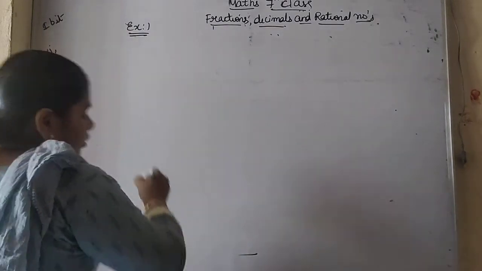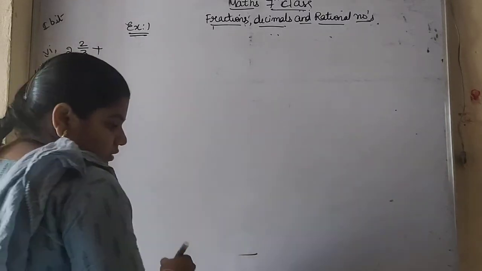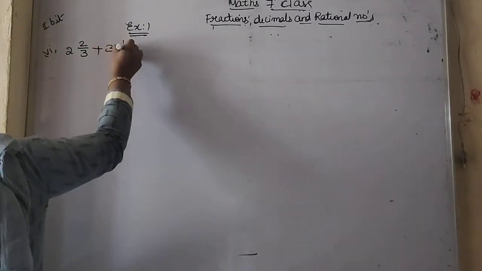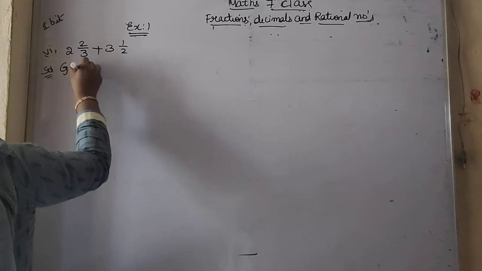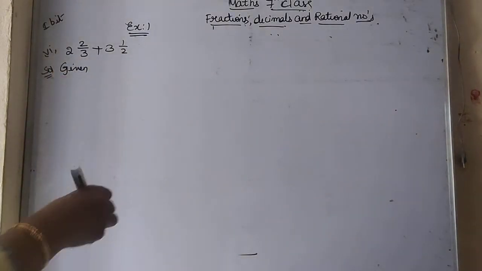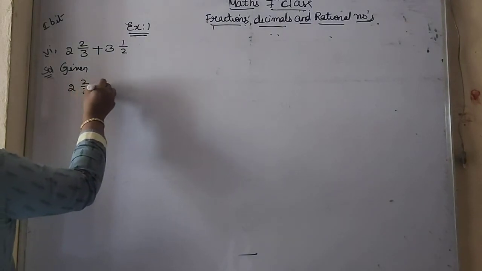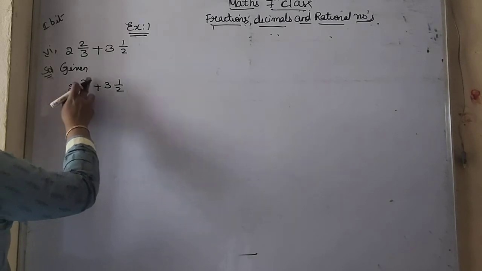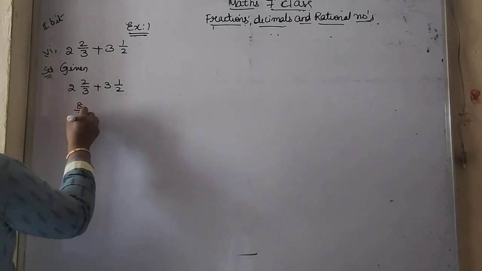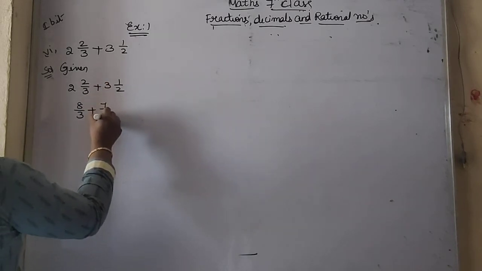So what is the question? 2 by 3 plus 3 1 by 2. This one you convert into a mixed fraction. They have given it in the form of a mixed fraction. Convert into improper fraction. So 2 by 3 plus 3 1 by 2. 3 2s are 6, 6 plus 2 is 8. That is 8 by 3 plus 2 3s are 6, 6 plus 1 is 7. That is 7 by 2.